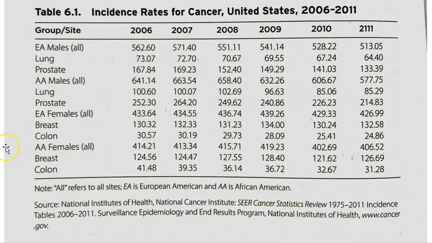Incidence rates for cancer. This is going to be a comparison across time. Looking at different ethnic groups, we can see European American males have had an incident rate in the 500s going across time, whereas African American males in the 600s, so a higher rate of cancer, although that's diminishing, which is a positive sign for African American males. For European American females, you see it's in the 400s, whereas for African American females, it's also in the 400s, but actually at a lower rate.